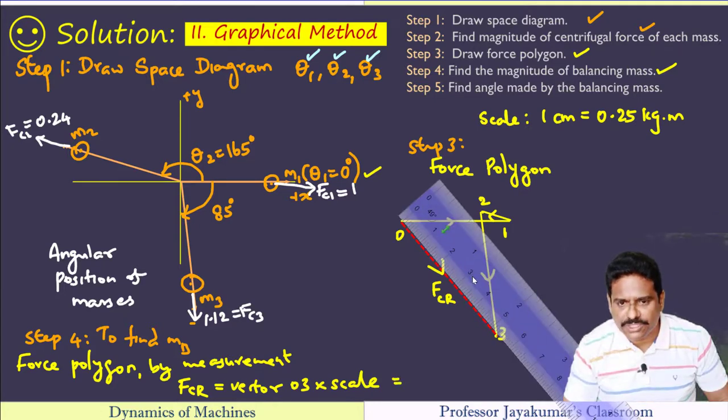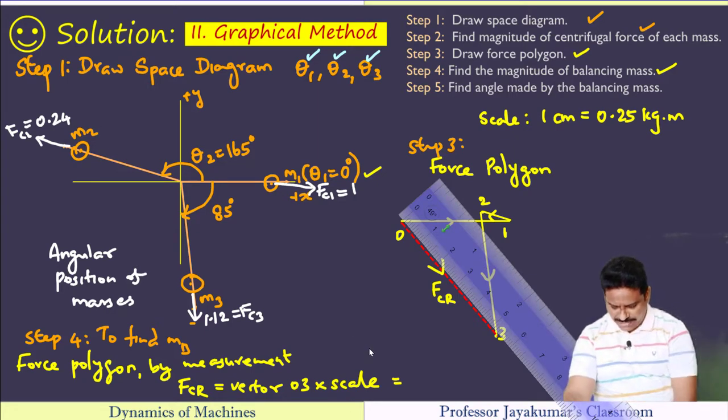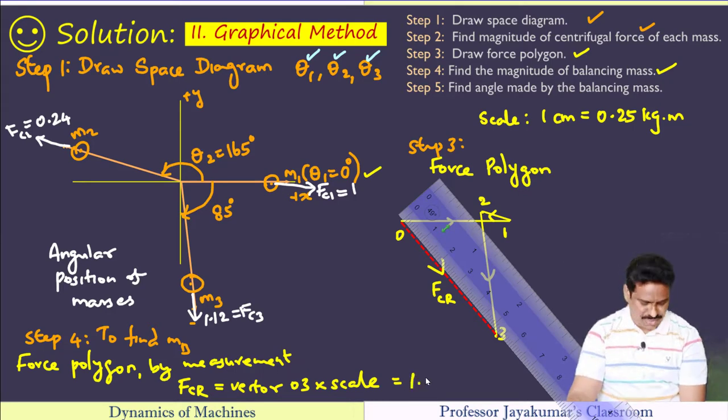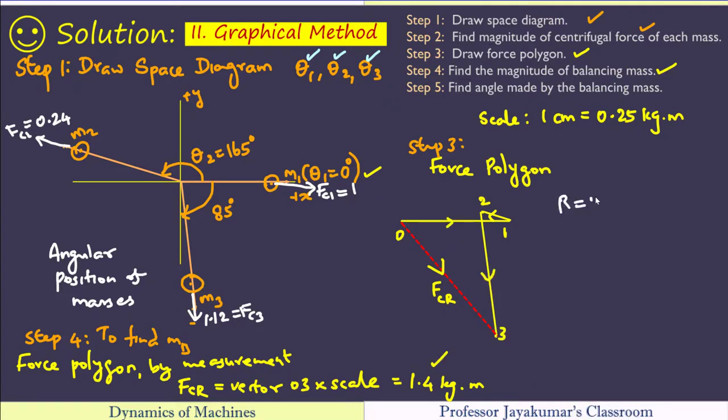So I will be measuring this. So that multiplied by the scale, I am getting the answer as 1.4 kg meter. We know that resultant force is equal to mb rb. So resultant force is given 1.4, mb we need to determine, rb is given. So from this, mb is equal to 14 kg is the answer.